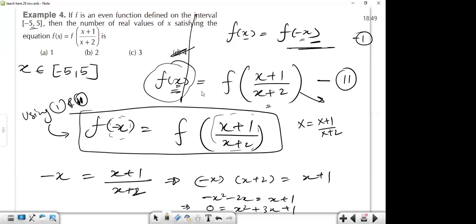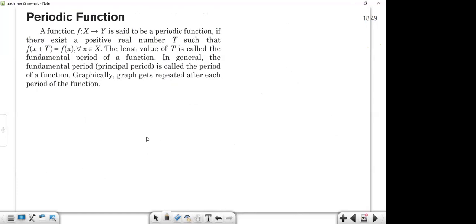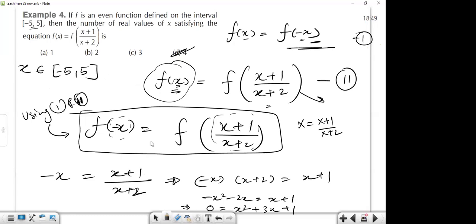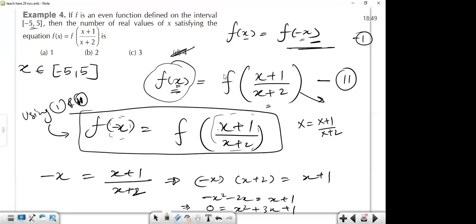Let's see whether our answer is correct or not. Here is the solution. If this is not correct, I'll tell you later. Otherwise, it's correct.